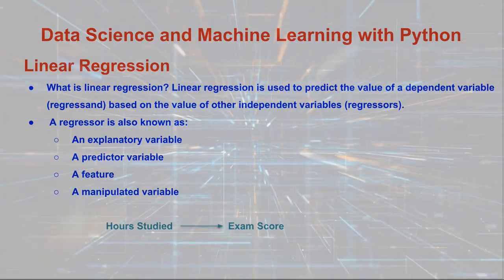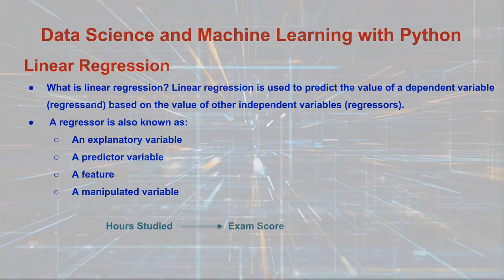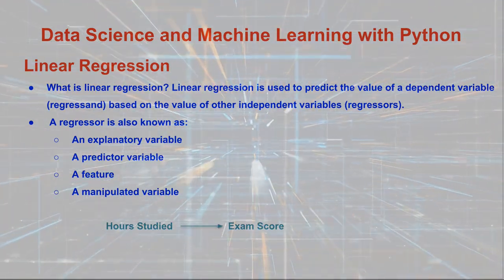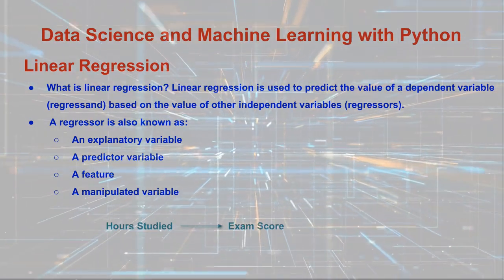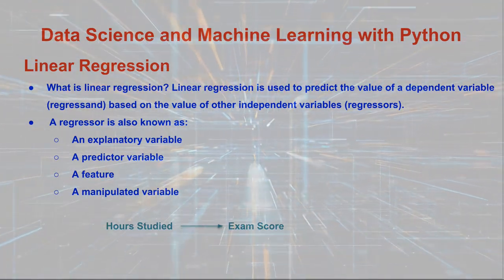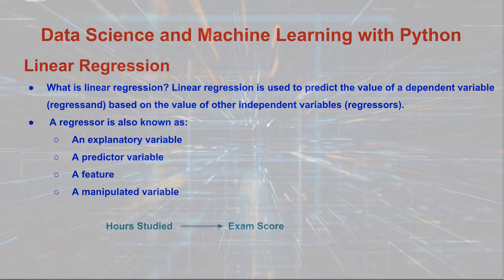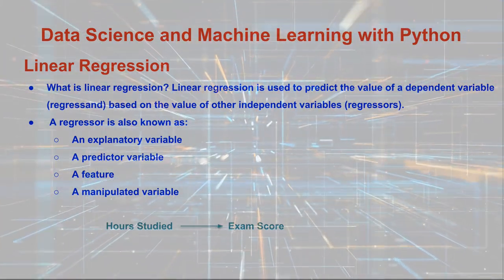The variable you want to predict is called the dependent variable or regressand. The variable you are using to predict the other value is called the independent variable or regressor. Depending on the type of field we are working in, we use all these terms. For example, in machine learning, the dependent variable is called the target and independent variables are called features.